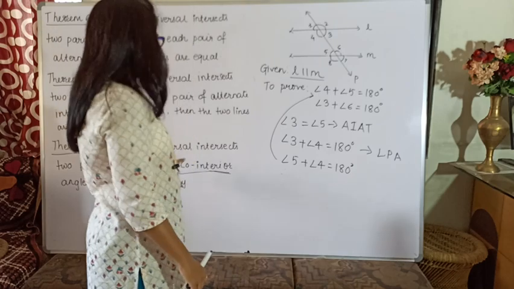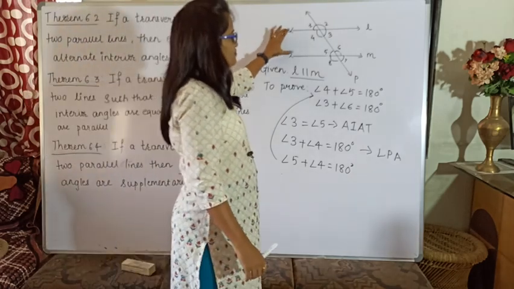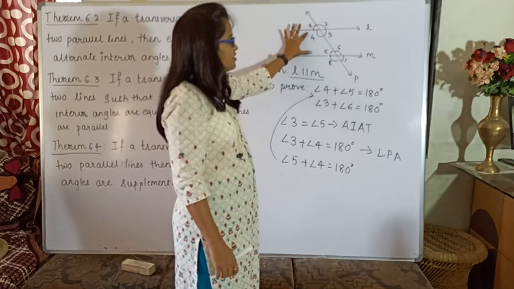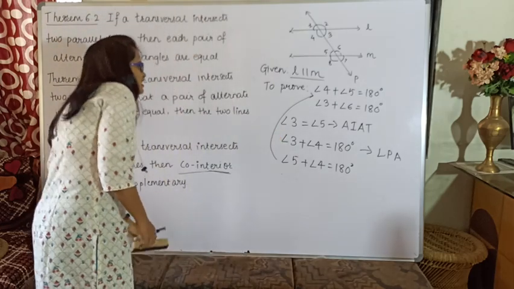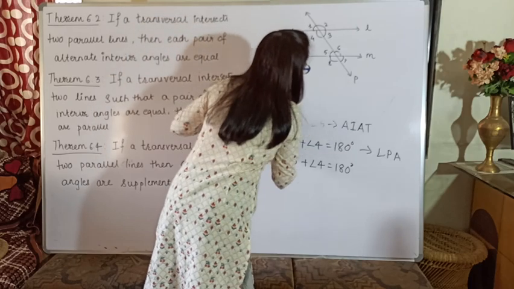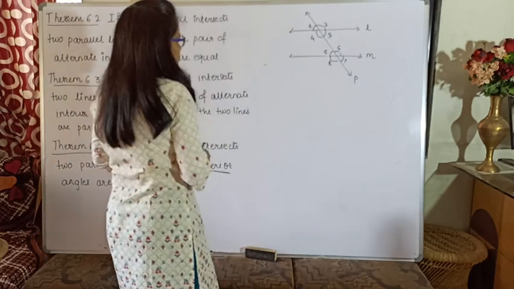Okay, so what could be the converse of this? If two lines are parallel, then the sum is 180. The converse: if the sum is 180, then the two lines are parallel. So directly let us prove it, taking the same figure. I will not write the theorem again, just try to understand it.